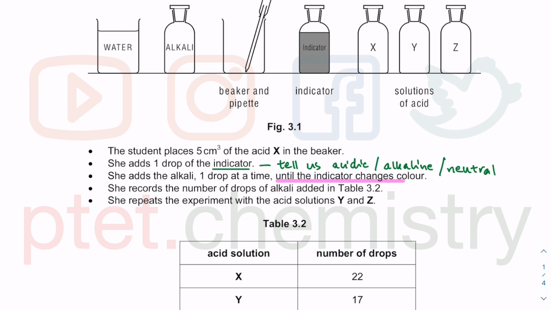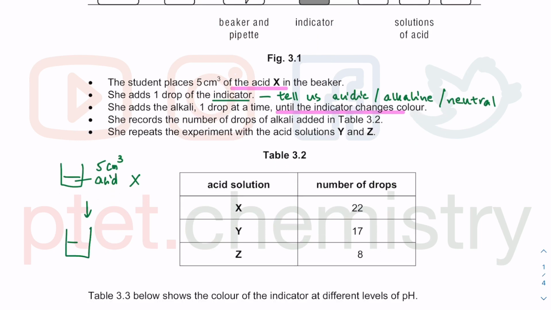So initially you have acid, 5 cm cube of acid X. And then after that, what you do is you add in some indicator. So this is 5 cm cube acid X plus 1 drop of the indicator. Then after that, you're going to add in more and more of the alkali until it changes color. So you are going to add alkali next.